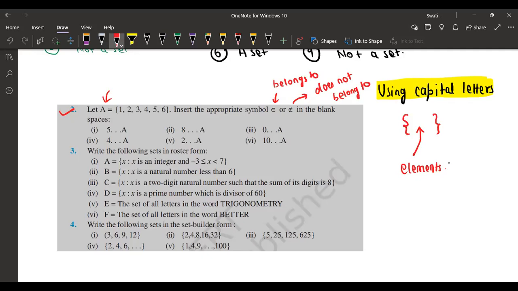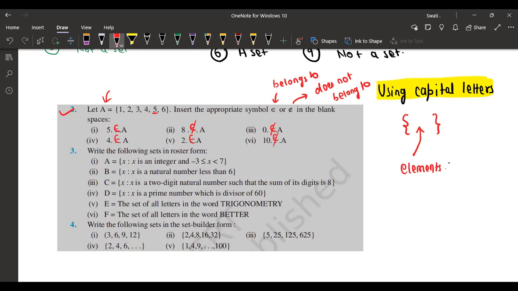For example, the first question, 5. Do we have 5 in the set? Yes. So the answer is belongs to. Next, 8. Do we have 8 in the set? No, we do not have 8. So does not belong to. 0. Do we have 0? No. So does not belong to. Next, 4. Do we have 4? Yes. So belongs to. Do we have 2? Yes. So belongs to. Do we have 10? No. So does not belong to.